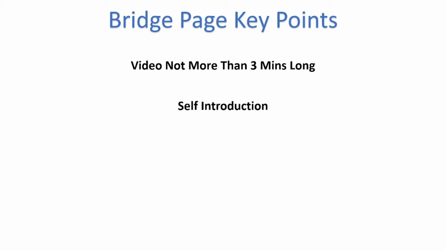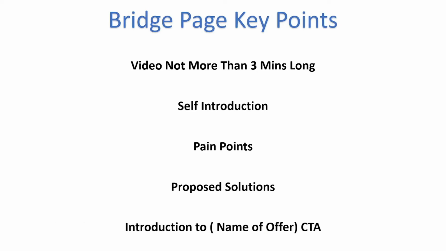And the next point is the self-introduction of who you are and what you do. And the third one is the pain points, the pain points that the product is going to showcase. And the fourth one is the proposed solution. What kind of solution does the product offer to the pain points above? And the last and the final one is the introduction to the name of the offer, and what is the offer which is going to resolve all these pain points which I have highlighted previously. So the call to action button will be the last one where you're going to guide them to the sales offer page.